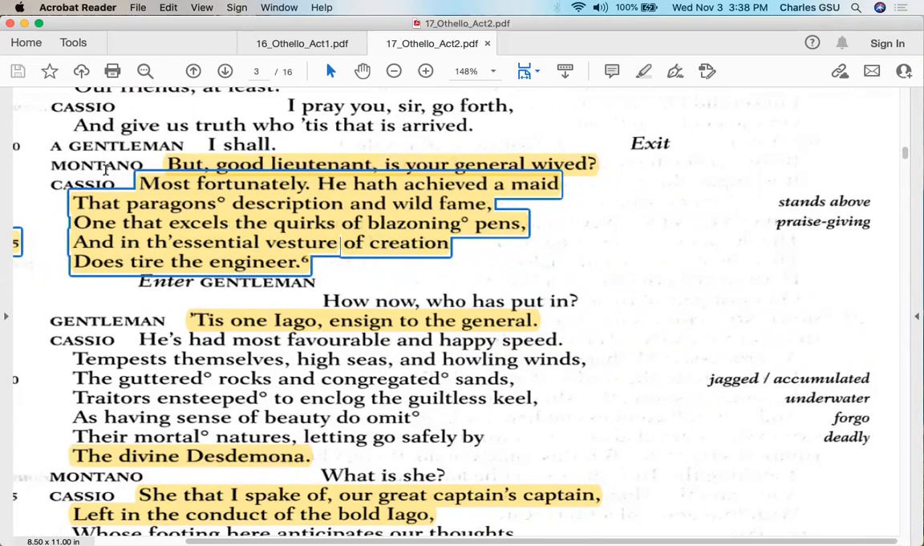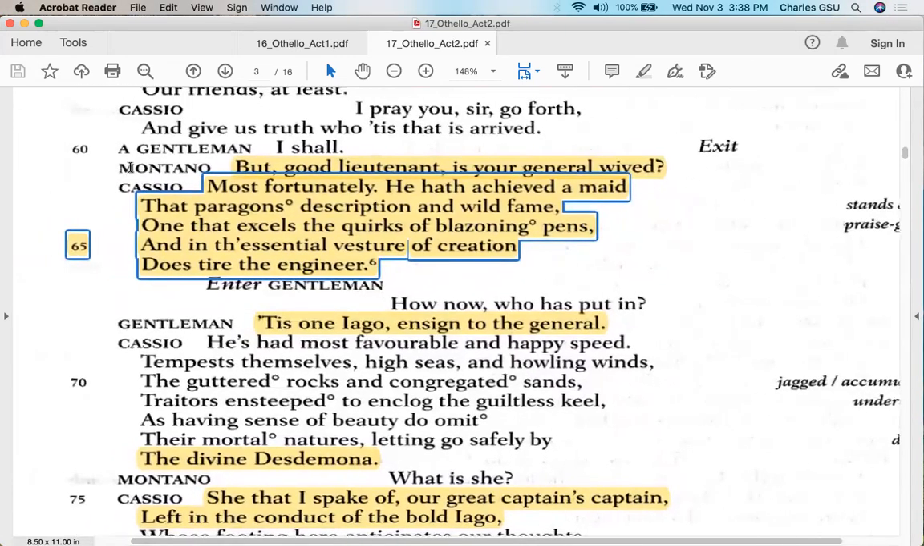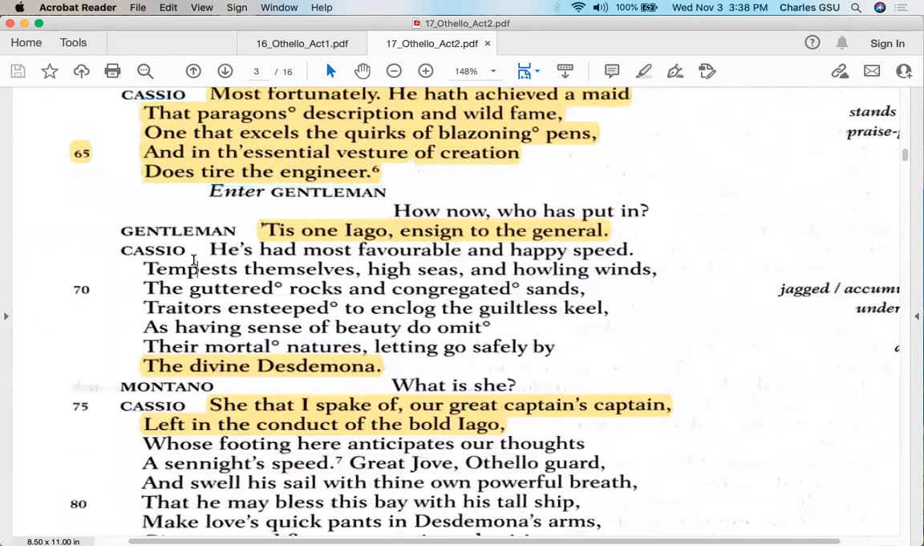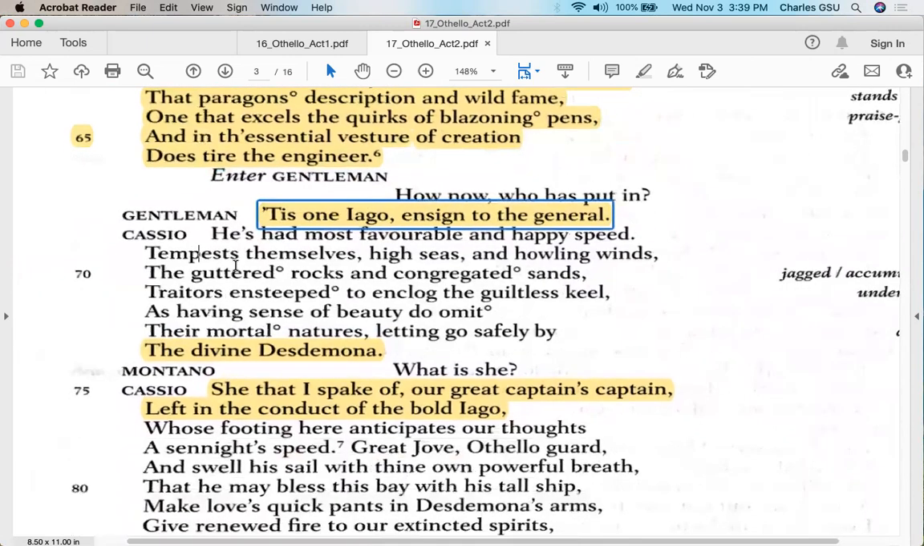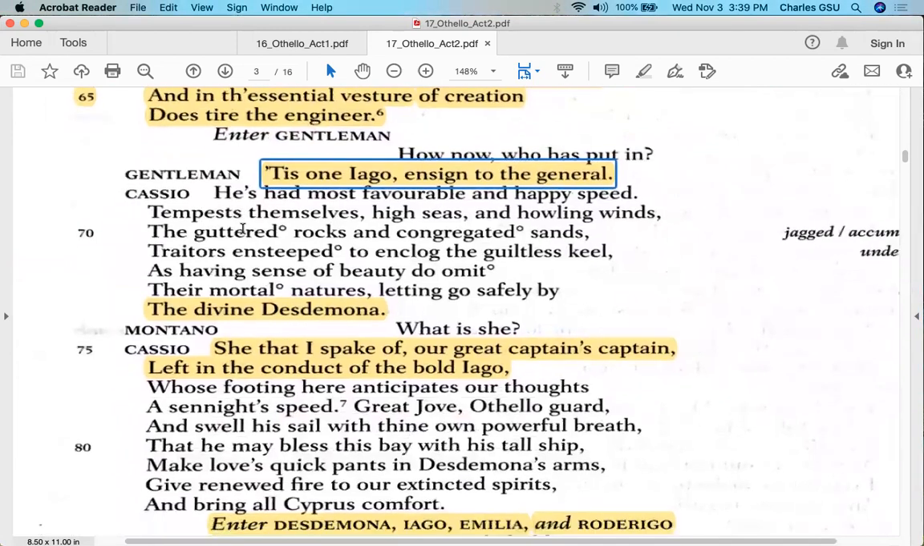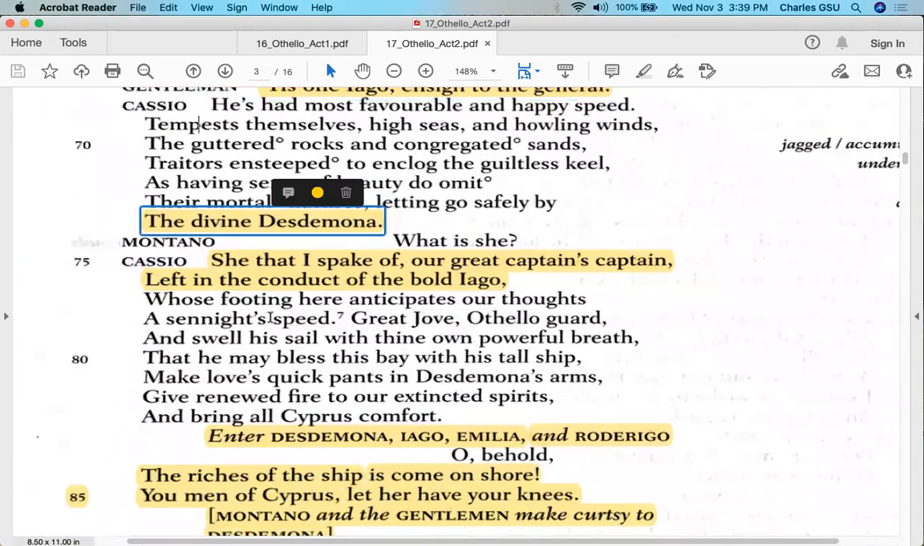And the reason this is important is because this view of Cassio that Desdemona is super fine will help Iago accurately portray that Cassio really kind of does admire Desdemona. And a gentleman says, 'Tis one Iago, ensign to the general, who's coming in, the divine Desdemona again, like she's a goddess, Cassio says.